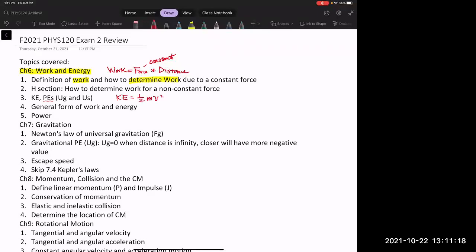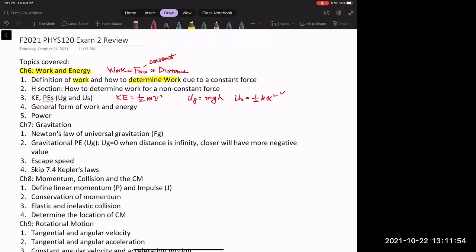Potential energy has 2 different kinds. You have U sub G and U sub S. They depend on the position. U sub G is mgh, and U sub S is equal to 1/2 kx squared. Now this is not obvious. It's different from U sub G, so don't use something like mgx. It's not that. For a spring you have to use 1/2 kx squared. K is the spring constant. It also has a unit.